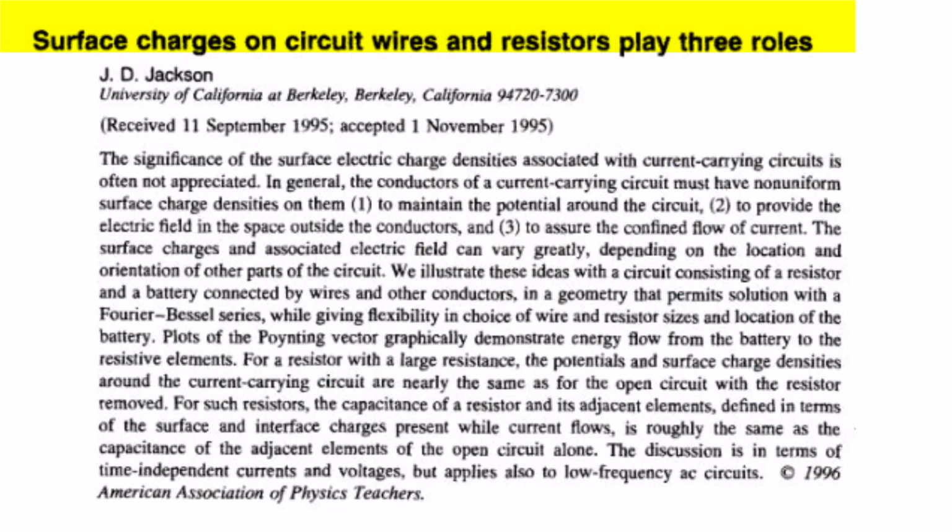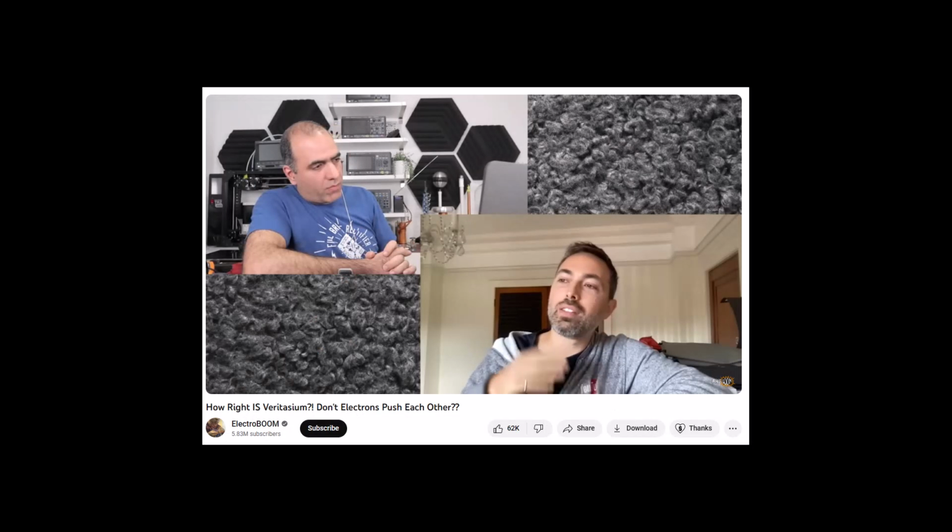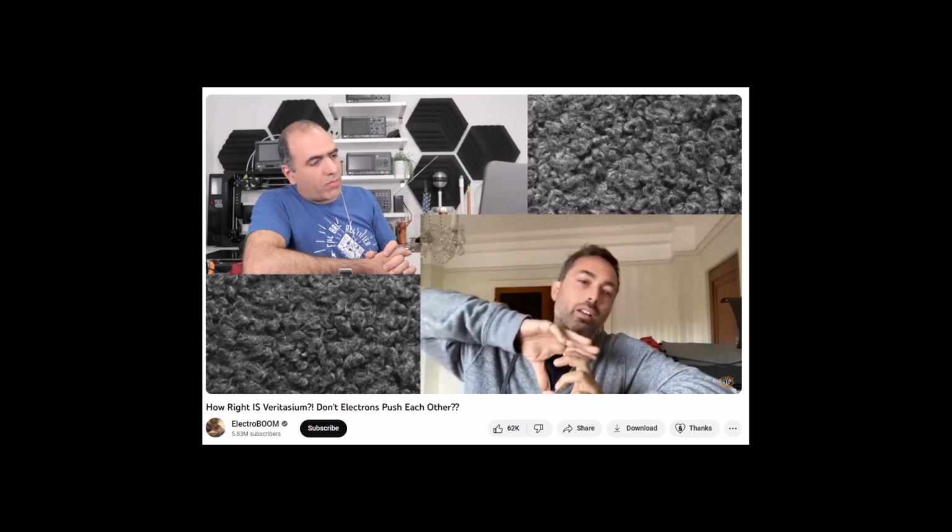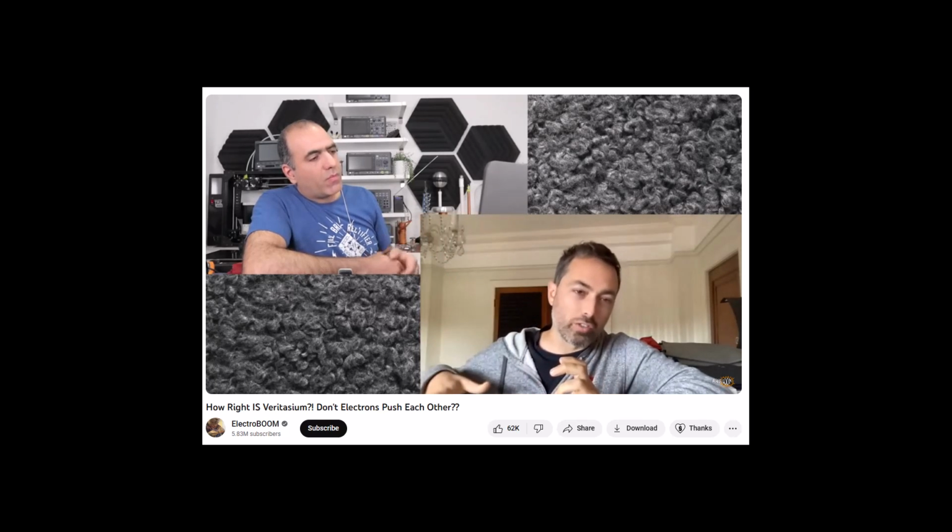Anyway, the main tenet of Jackson's model is that as soon as the switch is closed, the battery induces an extra set of static charges on the surface, and the electric field from these external charges maintains the potential around the circuit and assures the confined flow of current. The main thing I like to think about the battery doing is maintaining this distribution of surface charges.